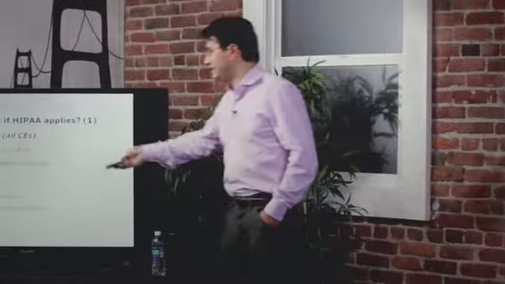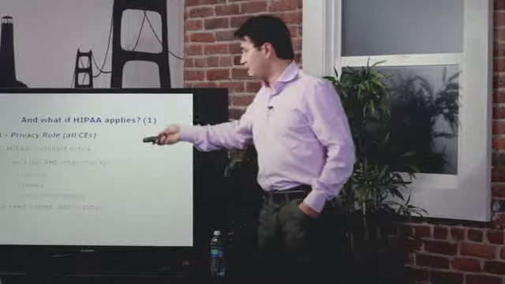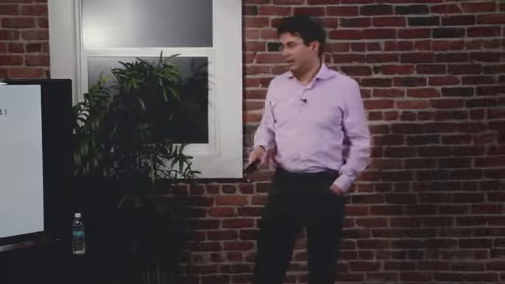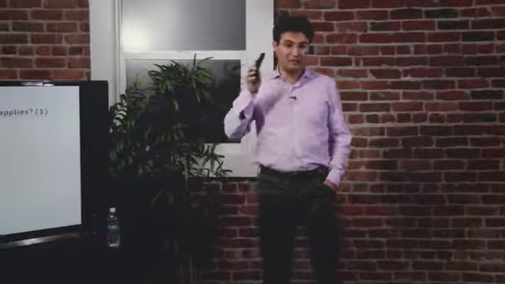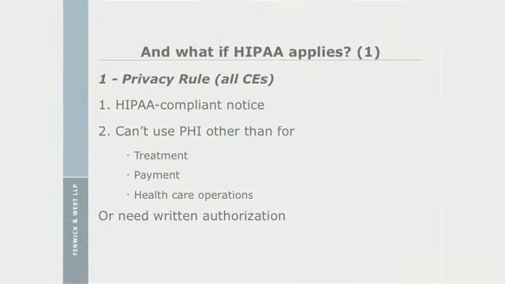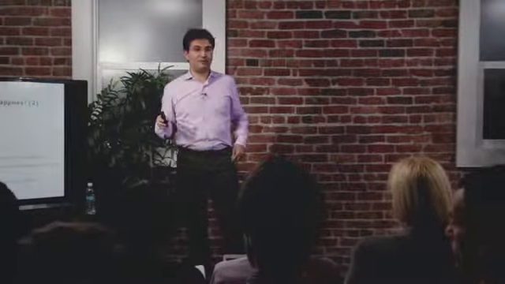So the general rule is you can use PHI that you collect from a patient for treatment, payment, and healthcare operations in general. If you want to use the same PHI for other purposes, unless you fall under one of the very, very specific exemptions under HIPAA, you need written authorization. The default is these are things that are allowed. You want to do something else, you cannot benefit from any of the exemptions. Written authorization is required. That was the privacy component of the HIPAA regulations.